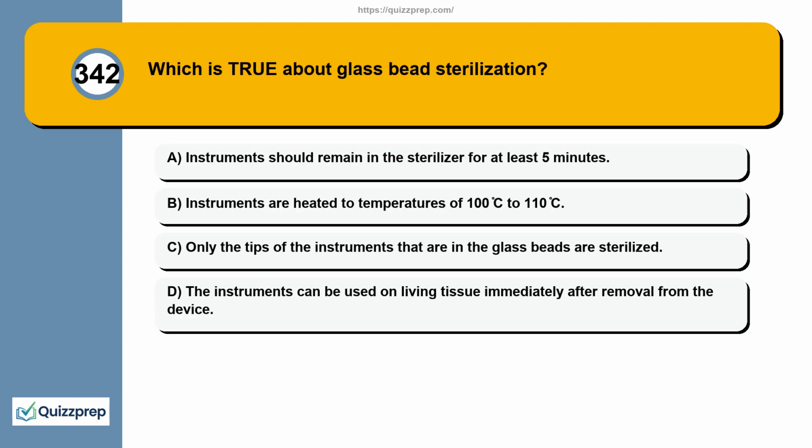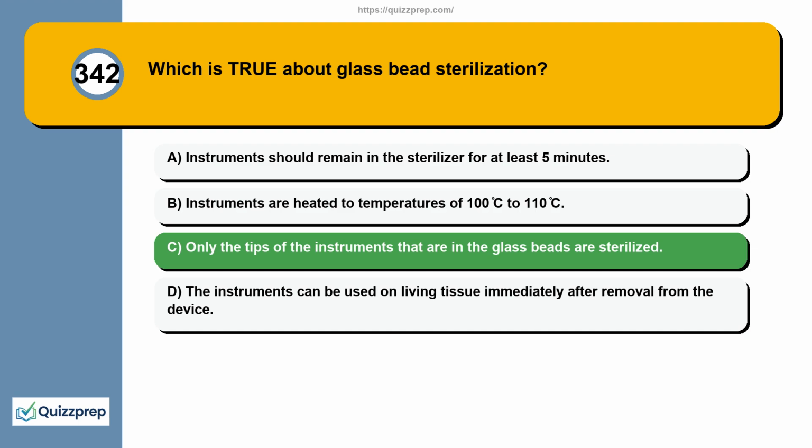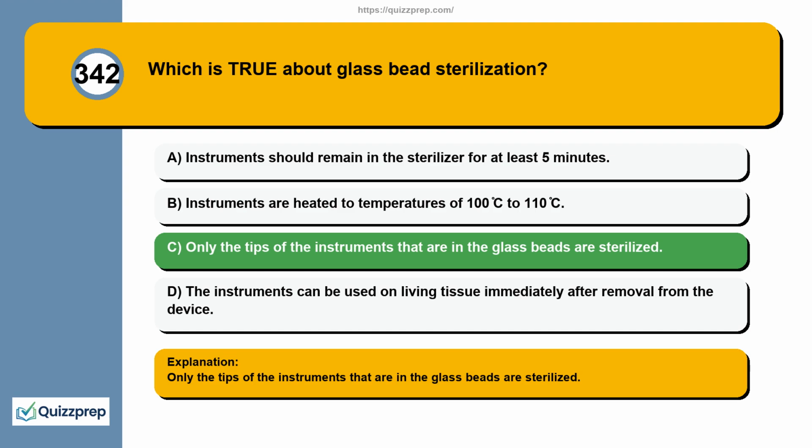Question 342. Which is true about glass bead sterilization? Option A. Instruments should remain in the sterilizer for at least 5 minutes. Option B. Instruments are heated to temperatures of 100 C to 110 C. Option C. Only the tips of the instruments that are in the glass beads are sterilized. Option D. The instruments can be used on living tissue immediately after removal from the device. The correct answer is option C. Only the tips of the instruments that are in the glass beads are sterilized.